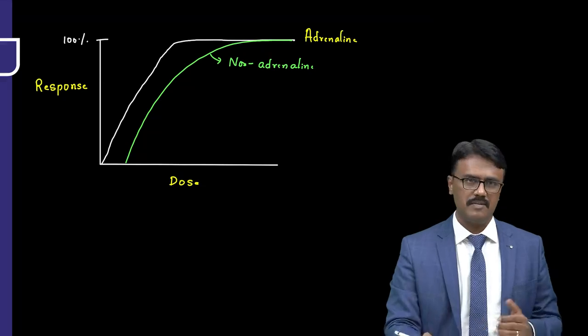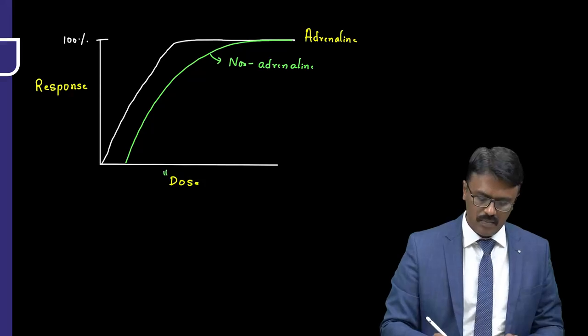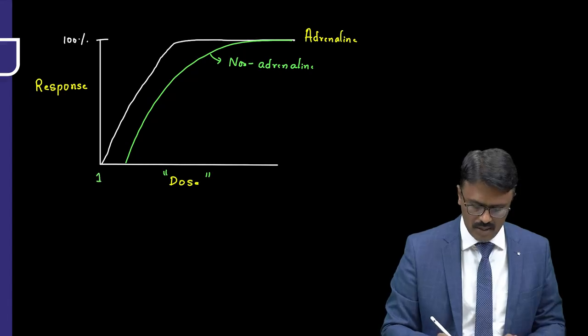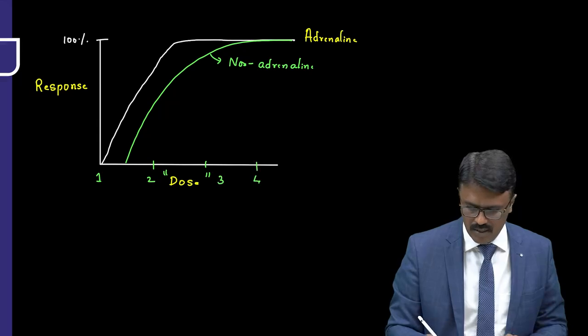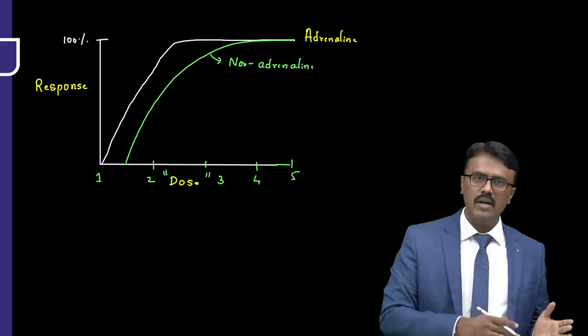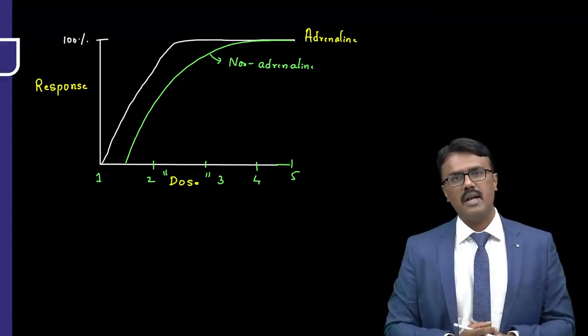Who is better? Next one, you cannot compare large doses. For example, the dose is 1 milligram here. Here it is 2 milligram, 3 milligram, 4 milligram or 5 milligram like this. You cannot compare 1 milligram and 10,000 milligram. So that much higher doses cannot be compared with this graph.